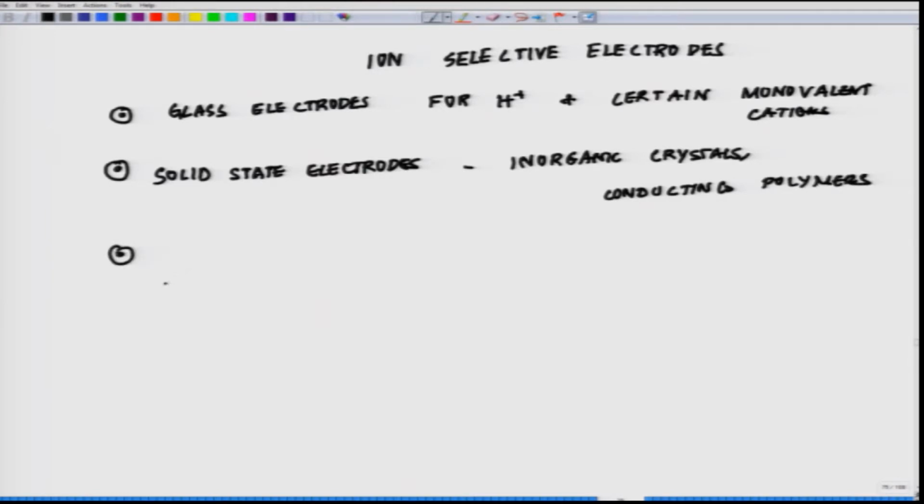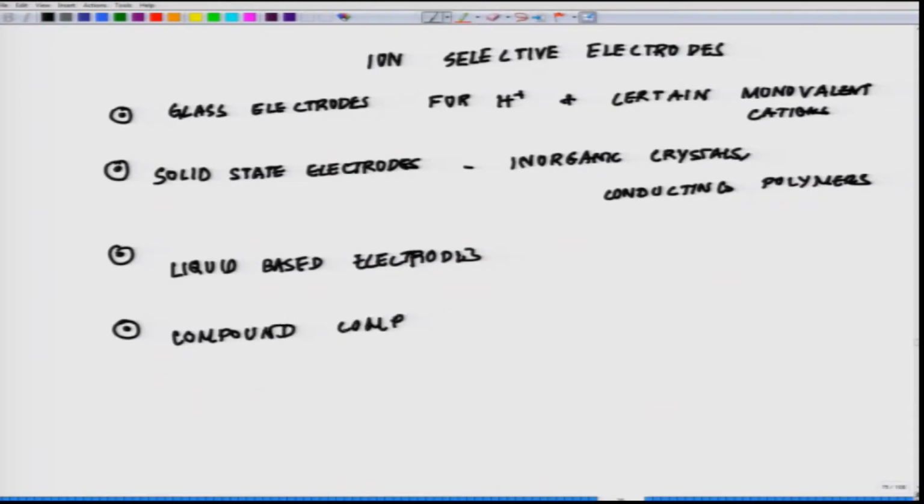Then you have liquid based electrodes, then you have compound electrodes. I am not getting into the details of it, but I wish you have an idea. Compound electrodes. These are the different kinds of ion selective electrodes, out of which one or two we will be dealing with. Now, let us talk about a metal electrode where we started in the last class.